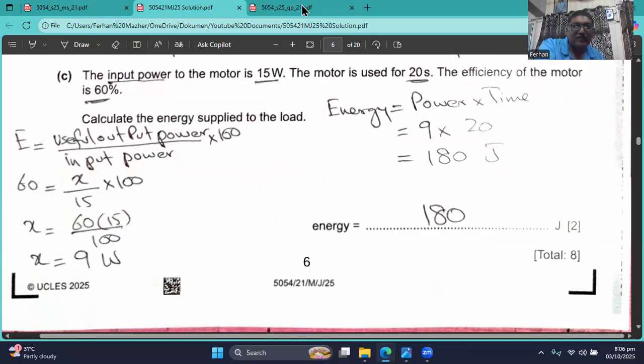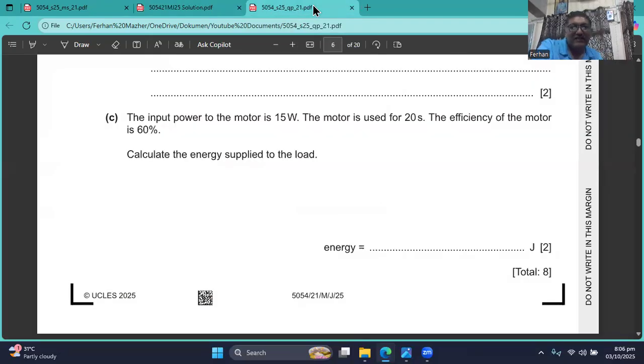This is how this numerical is done. And we are done with the question number 3. That was a total 8 marks question. I hope you understand.